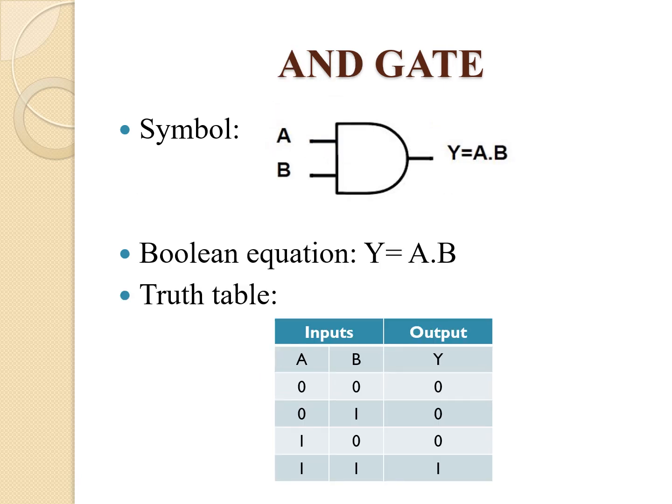Next gate is AND gate. The symbol you can see in the presentation. A and B are the inputs, Y is the output, and the logical expression or the Boolean equation is Y is equal to A dot B. Here you can see the truth table. When both the inputs are high, then only output is high, otherwise output is low.